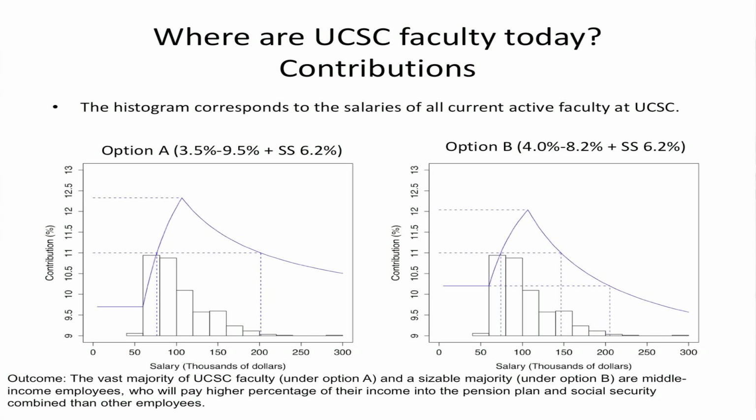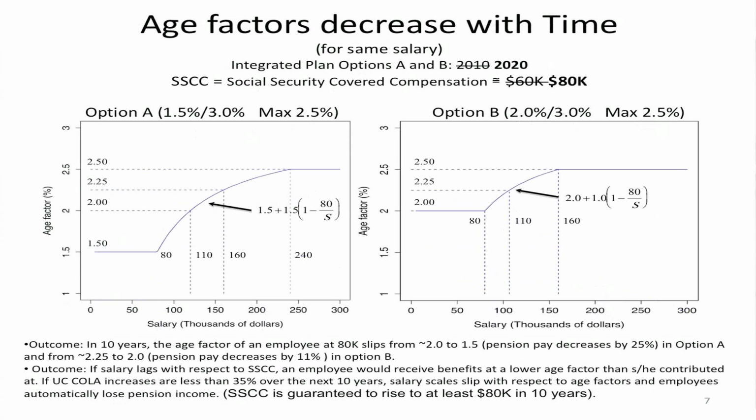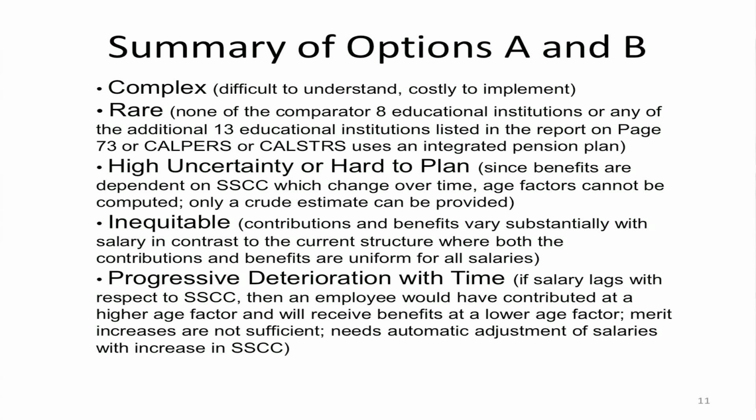So, the three things put together, which are the age factors' dependence on salary, middle income contribution peaking, and age factors deteriorating with time, we believe options A and B, both integrated plan options, are very complex, difficult to understand and very costly to implement. Also, they are very rare. If you try to find out whether there are other institutions where these kinds of plans exist, it is very difficult to identify one. I personally do not know of any. None of the 8 educational institutions or any additional 13 educational institutions that are mentioned in the task force report uses this kind of plan.